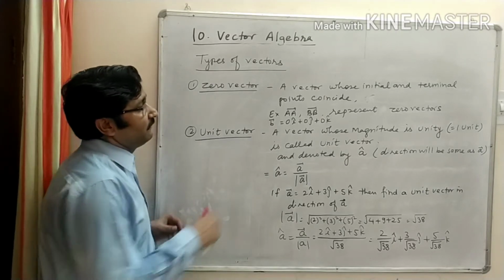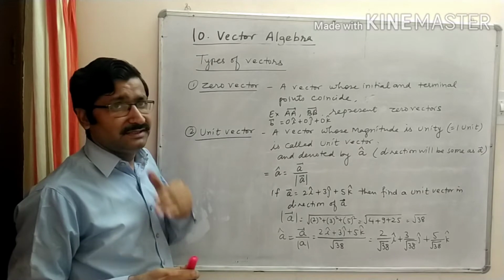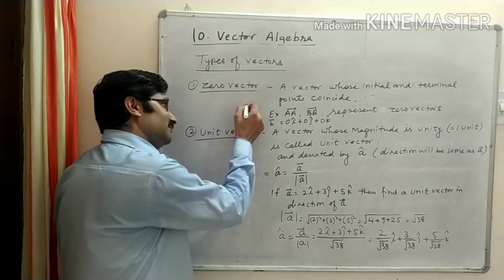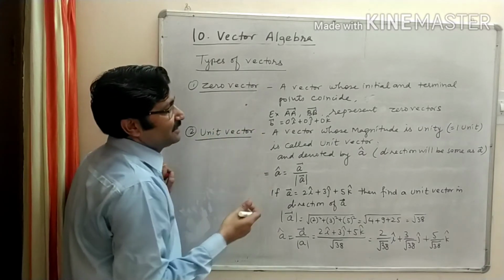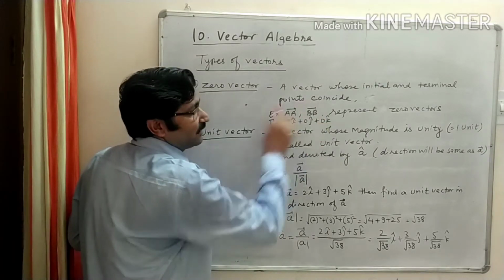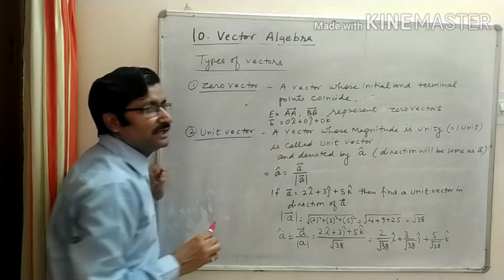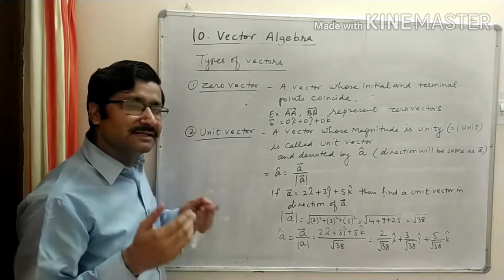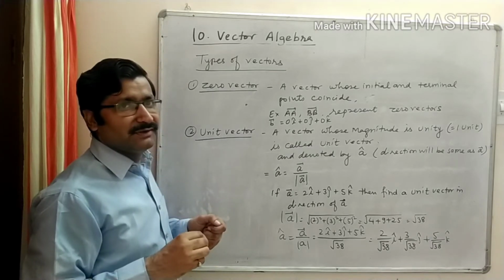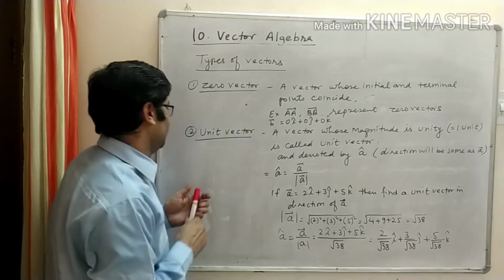Look here, a zero vector is a vector whose initial and terminal points coincide. Initial and terminal point coincide means this is the initial point and this is also the terminal point, both are the same. So at that time we say these are zero vectors, meaning we can write a arrow, b arrow represents a zero vector, or we can say this b vector is 0i plus 0j plus 0k. In the x axis direction, y axis direction and z axis direction, the movement is zero. This means that if an origin point is given to you and you make a vector with respect to the origin only, that is called a zero vector.